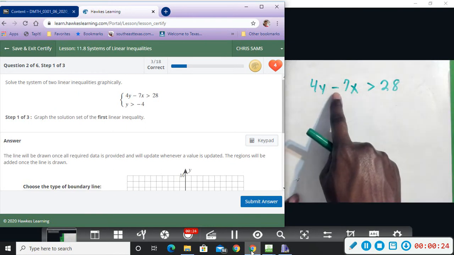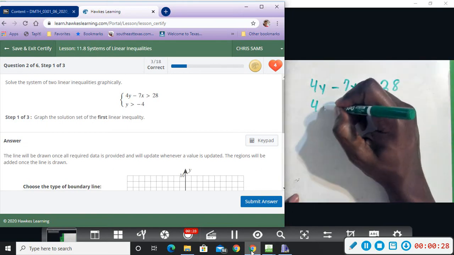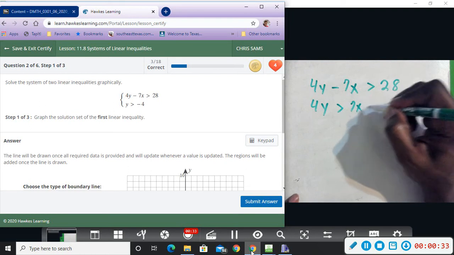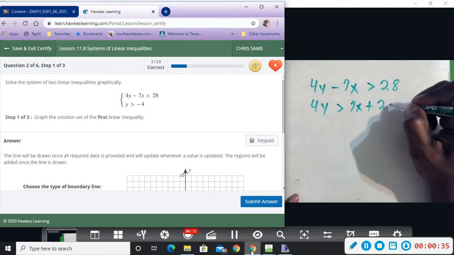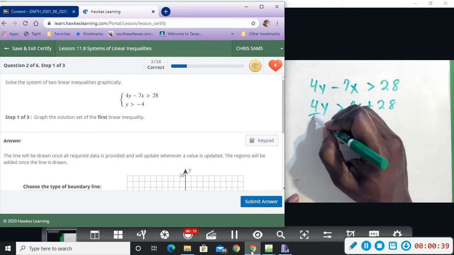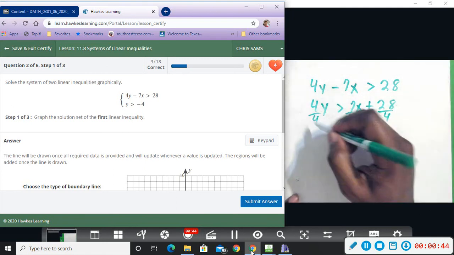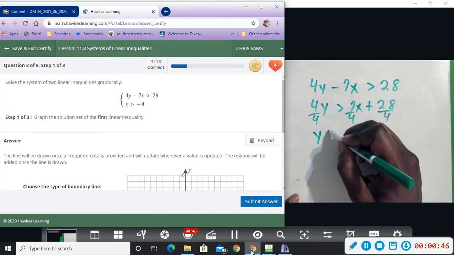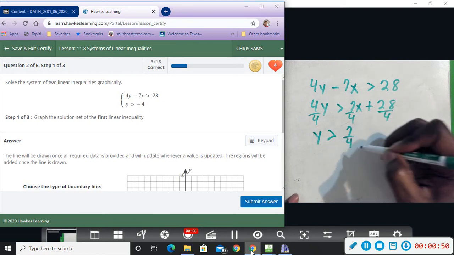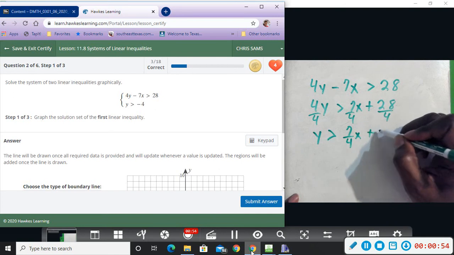I'm going to add the 7x and move it over. 4y greater than positive 7x plus 28 because it's positive. Divide everything by 4. And so this gives us y is greater than, we're going to leave this as a fraction, 7 over 4 x, and this will be plus 7.